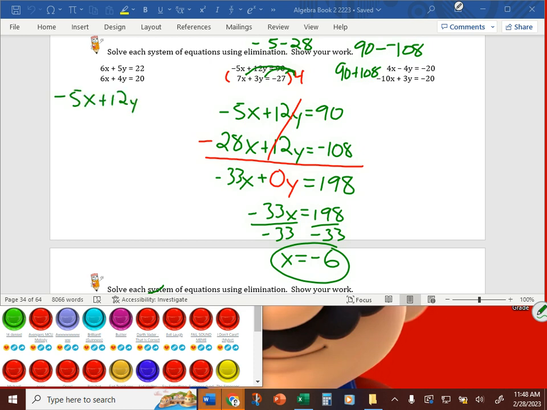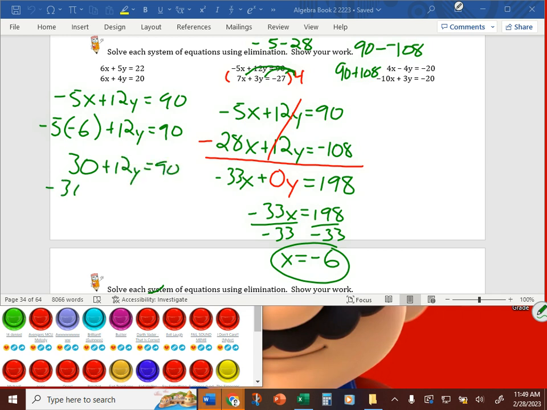I'll write it over here. We've solved for x. X is negative 6, so this becomes negative 5 times negative 6 plus 12y equals 90. This gives us positive 30. And I'll subtract 30 from both sides to cancel it out. 12y equals 60. Divide by 12, and y is going to equal 5. Okay? But it all starts with getting those coefficients to be the same. Either x or y. Doesn't make a difference.